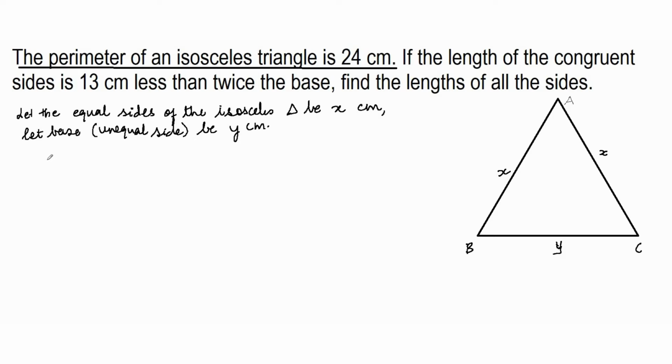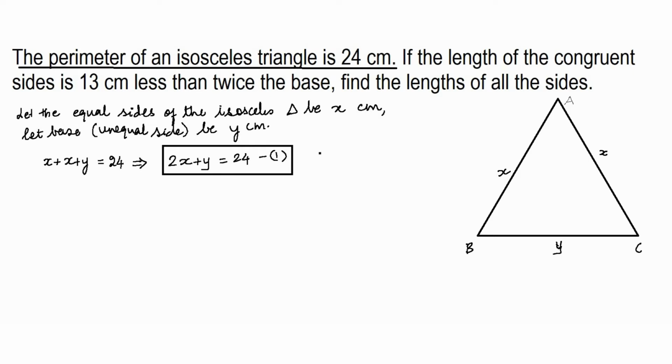Perimeter is nothing but the sum of all sides. So x plus x plus y is equal to 24, which means the first equation is 2x plus y is equal to 24. Now let's consider the second equation. It's given that the length of the congruent side is 13 centimeters less than twice the base. The length of the congruent side is basically x.